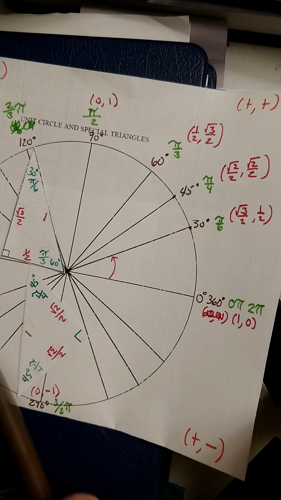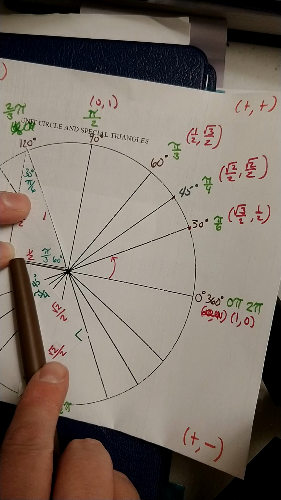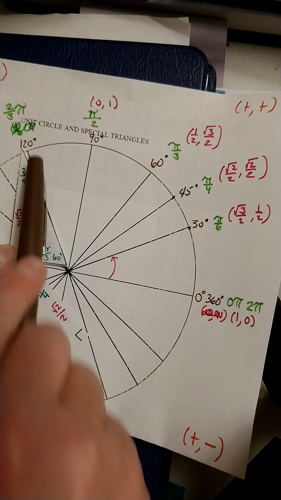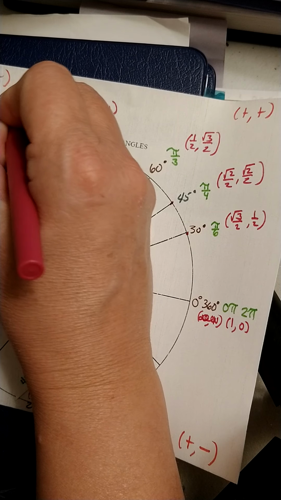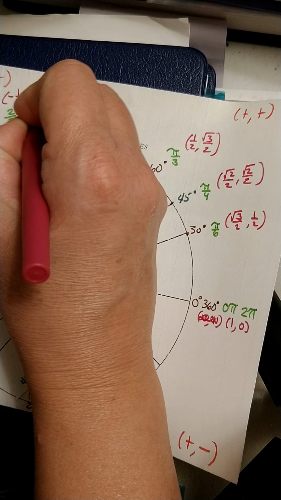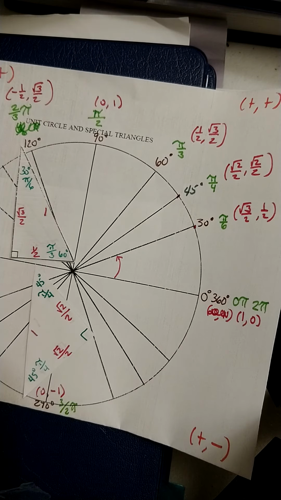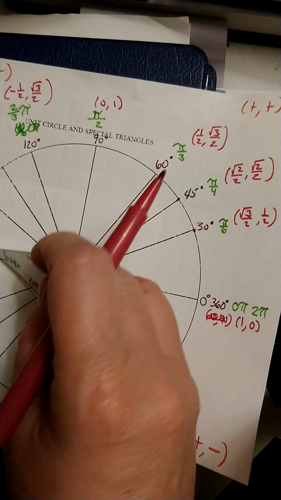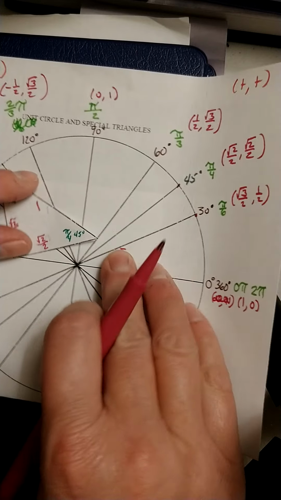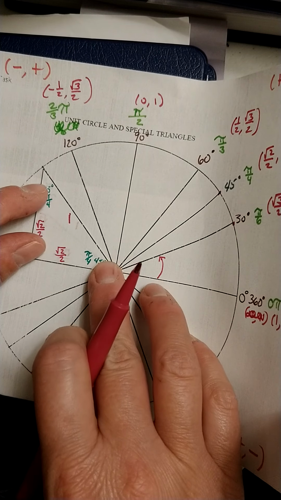Okay, so then let's think about here. We have a negative 1/2 and a positive radical 3 over 2. Okay, we're going to keep going around and around with these two special right triangles.